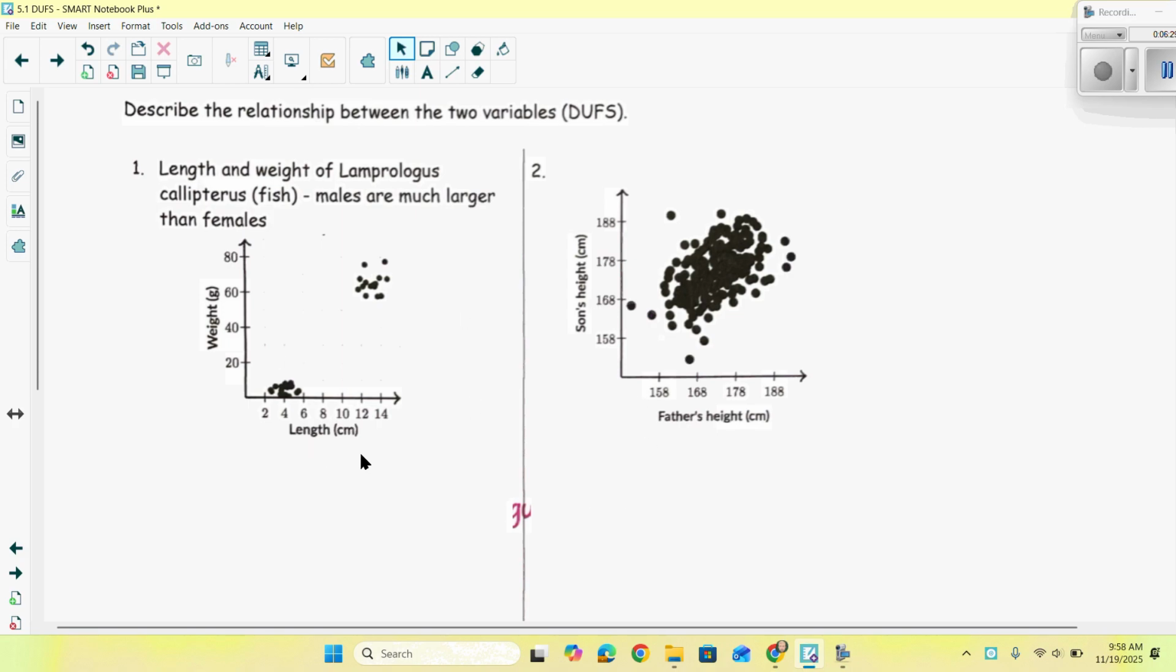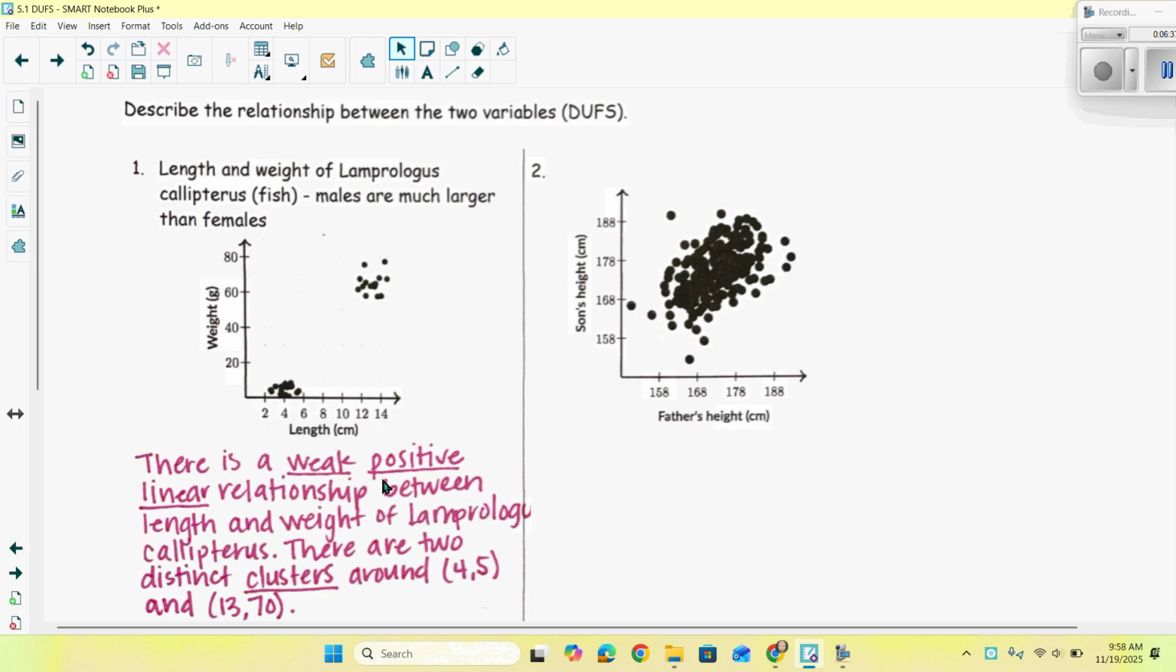Looking at the length of a fish and its weight, we would guess that as the fish gets longer, its weight would be bigger. So we'd say there is a weak positive linear relationship. So that covers our positive, that's our D, and then weak is our strength. So D and S. Linear is our F, that's our form. So we've covered 3 of the 4 letters that we use. The relationship between the length and weight of a whatever kind of fish that is.